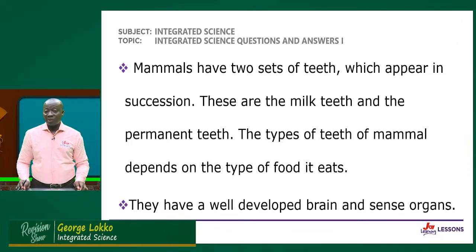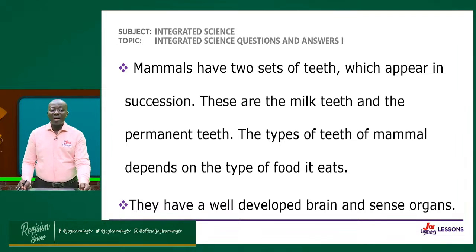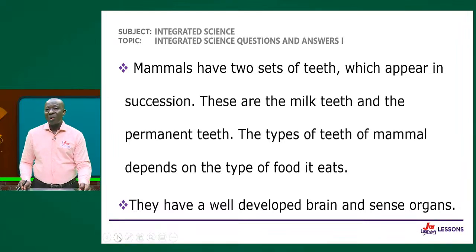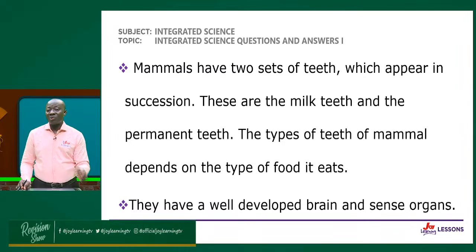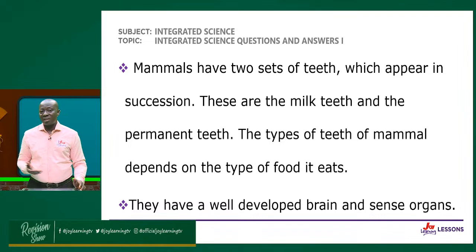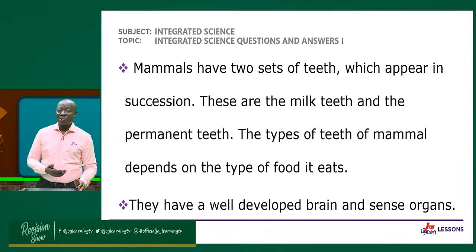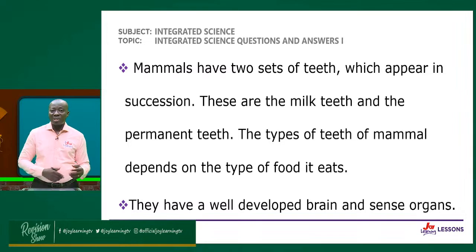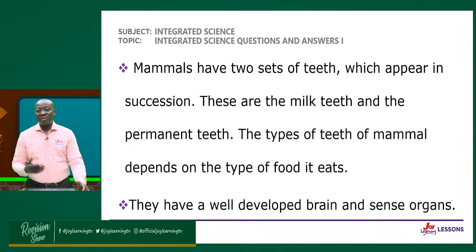And mammals have two sets of teeth which appear in succession. These are the milk teeth and the permanent teeth. We have already taught this in our previous lesson, so you can go to YouTube, you can go to Facebook at Joy Learning TV, and you have access to this information. The types of teeth of mammals depend on the type of food they eat, or their diet. So if you look at the dentition of a cat, it is different from that of a goat, and it's also different from that of we humans, because the type of teeth we have in our mouth determines what we eat, or it determines our diet.